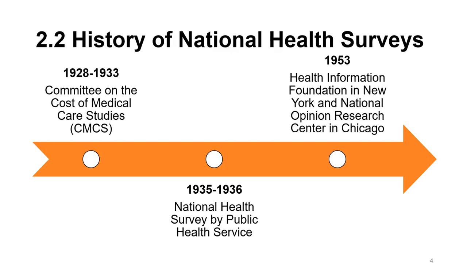Then in 1953, the Health Information Foundation in New York and the National Opinion Research Center in Chicago collaborated to develop the first survey using a nationwide probability sample of all of the states. This laid the groundwork for national surveillance systems such as the NHIS, which is in practice today.